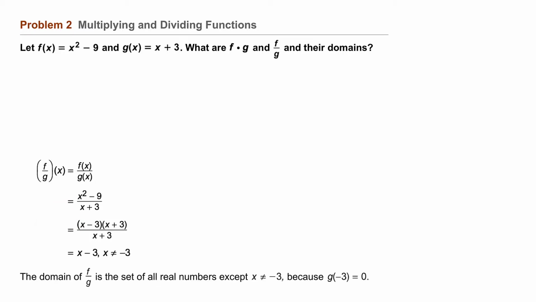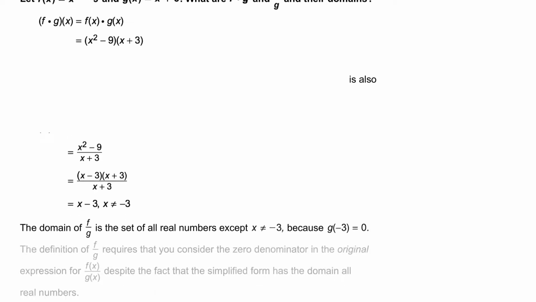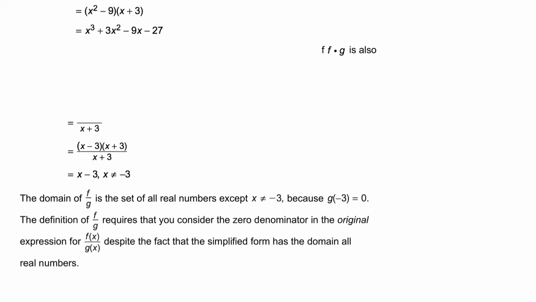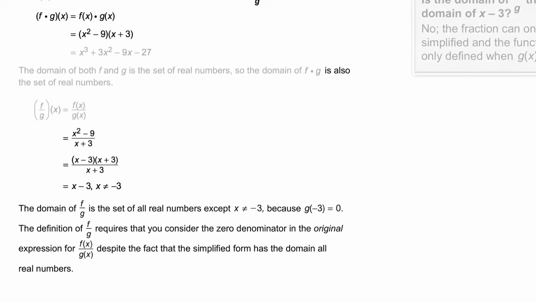The domain of f over g, or f divided by g, is the set of all real numbers except x does not equal negative 3, because g of negative 3 equals 0. The definition of f over g requires that you consider the 0 denominator in the original expression for f of x over g of x, despite the fact that the simplified form has the domain all real numbers.